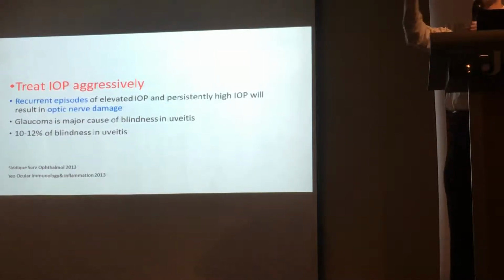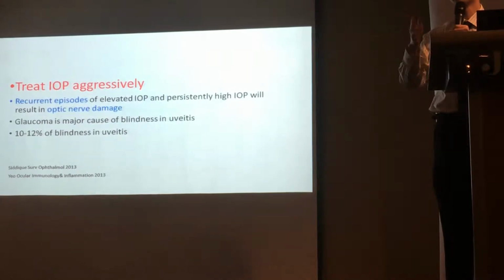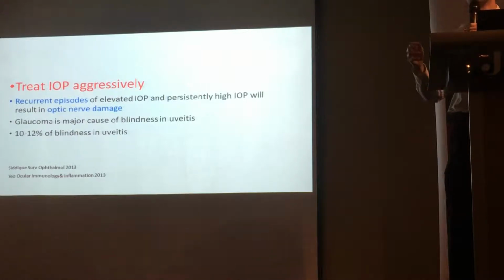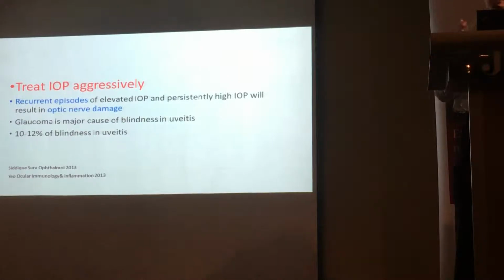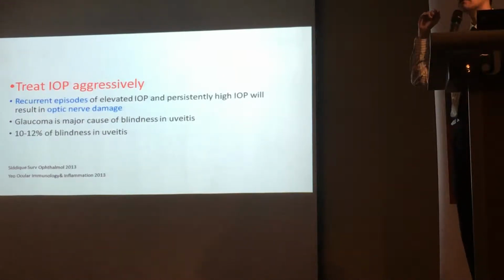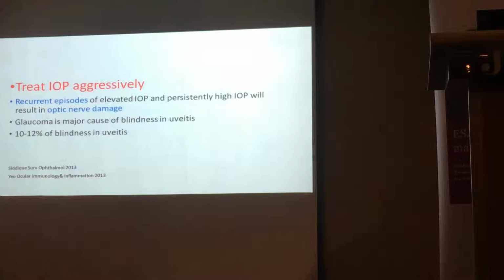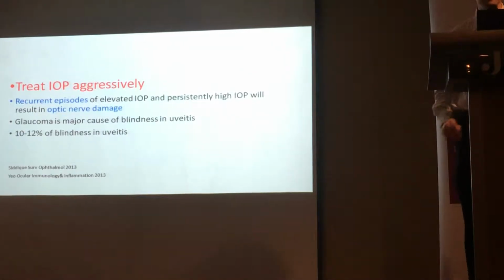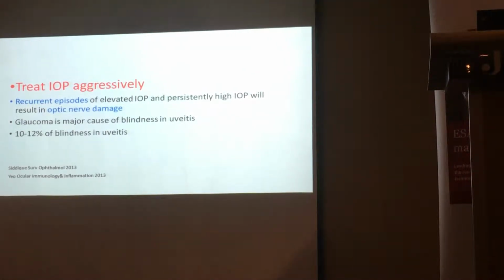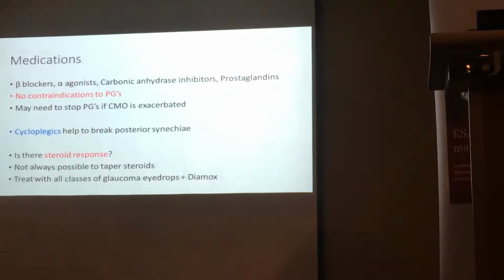So that can happen, okay? It doesn't mean that just because the IOP comes down to the teens without treatment, therefore each episode you can say, oh, don't worry, we'll just give you timolol and 5 tablets of Diamox to take home with you, and that's going to be enough. It is not enough, all right? Needless to say, if the IOP is high continuously, that has to be dealt with. So glaucoma is a major cause of blindness in uveitis, and up to 10 to 12% of the blindness in uveitis is actually caused by glaucoma. So this is not a problem to be ignored.